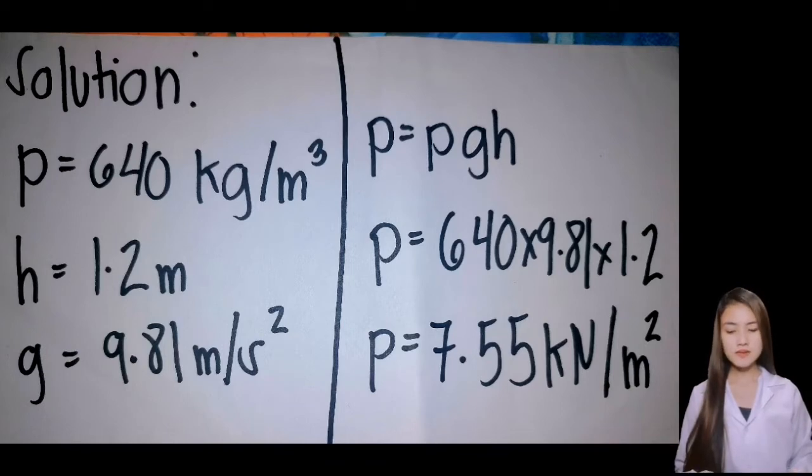So, compute lang natin. So, P is equal to ρgh, and so substitute, P is equal to 640 times 9.81 times 1.2. So, let's compute. So, ang nakuha natin ay P is equal to 7.55 kilonewtons per square meter. Para mapadali ang ating pagsosolve, kailangan nating i-separate muna ang mga gagamitin natin sa pagsosolve, gaya ng pressure, gravity, and height. Gaya nito.